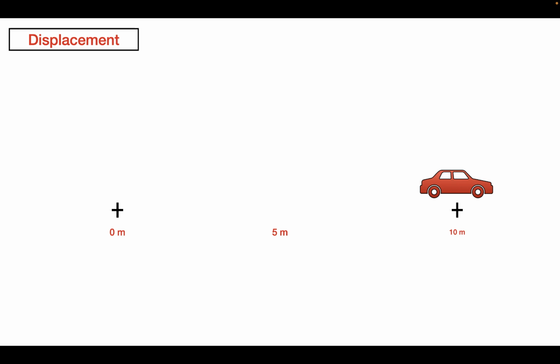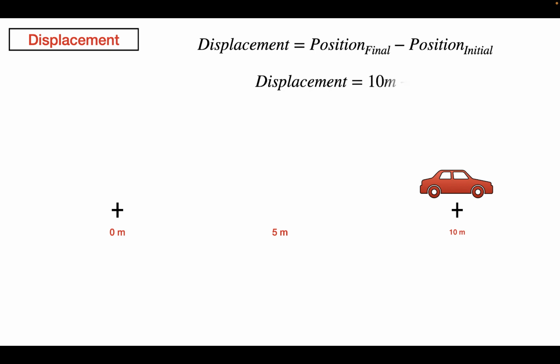In order to calculate the displacement of this car, we need to use this equation, where the displacement is equal to the final position minus the initial position. So if we plug in those values, the final position of the car was 10 meters, and the initial position of the car was 0 meters. Therefore, the displacement of the car is equal to plus 10 meters.